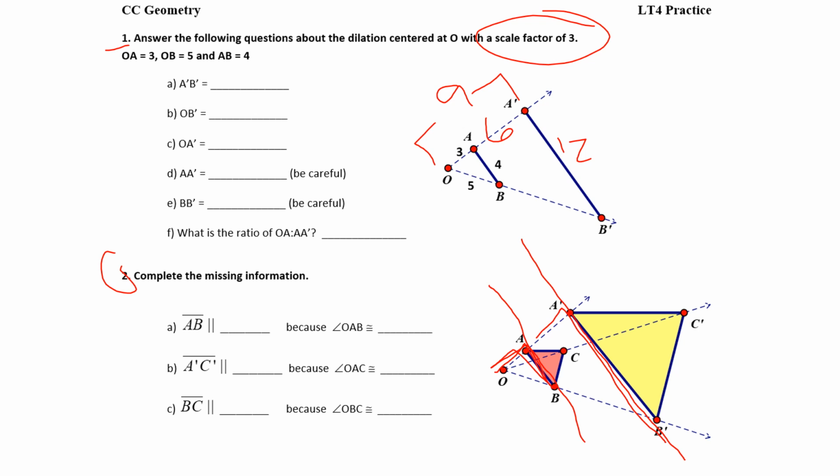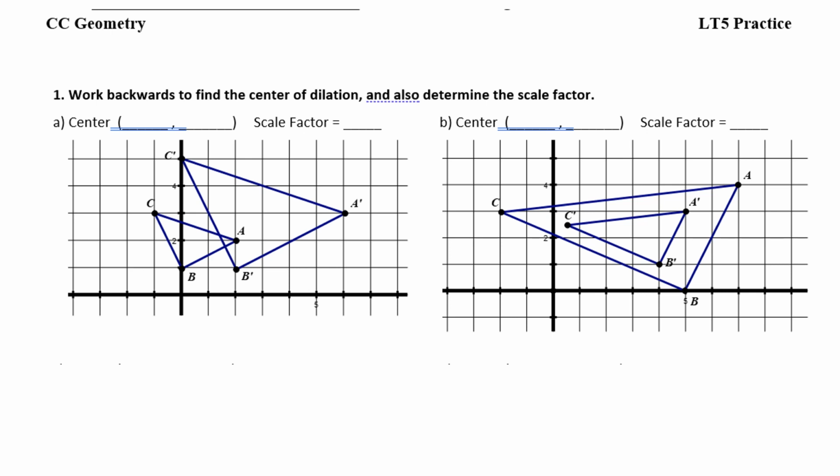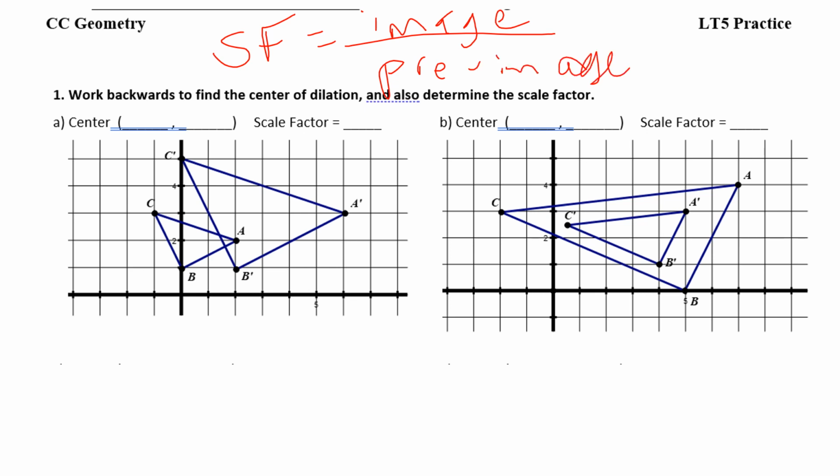So you can fill in all of that and finish LT4 practice. A lot of this is going to go back to just the discussions we've been having in class. But that is something that I wanted to point out. Remember, you always dilate from the center. And then we go to LT5 practice. The thing you want to remember is that scale factor is equal to the image over the pre-image. And if you do not remember, the image is always where you ended up, so the prime letters. The pre-image is where you started, the not prime letters.